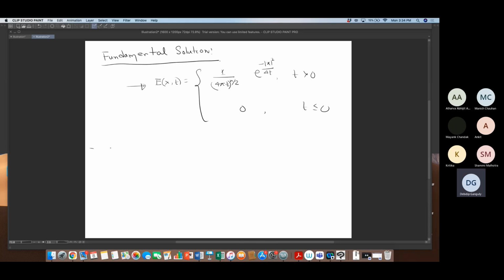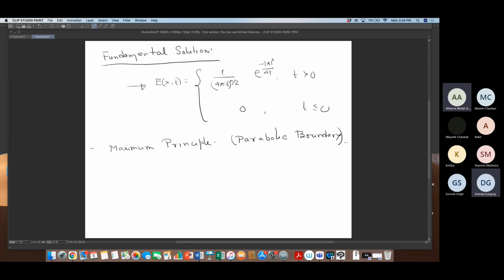Okay. And also we did the maximum principle. Do you remember? Yes or no? Do you remember we defined a parabolic boundary? You remember? Do you remember this thing? Yes, sir. So what is that?